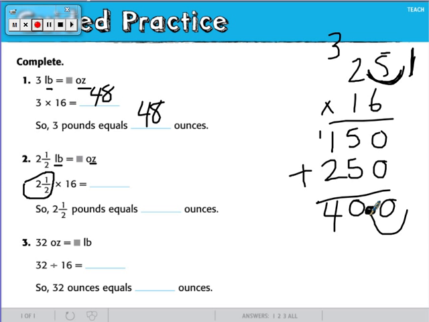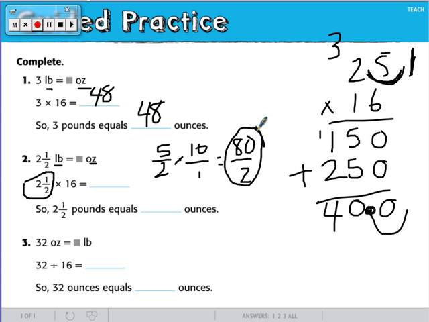It's 40. Now, does anybody know a different way that I could have solved that? Jackson? You can do the circle method. So change it to an improper fraction, which will give me 5 halves, and then put 16 over 1. Times 16 over 1, and that's going to give me 80 over 2. This is nothing more than a division problem. So 80 divided by 2 equals 40. Very good.